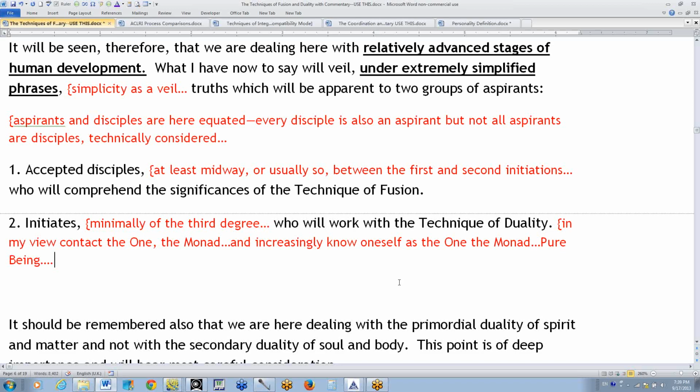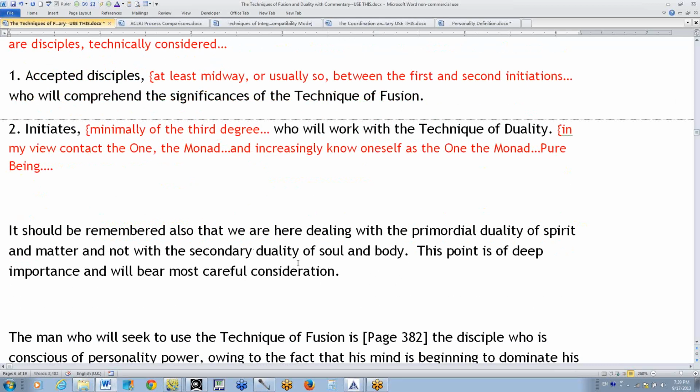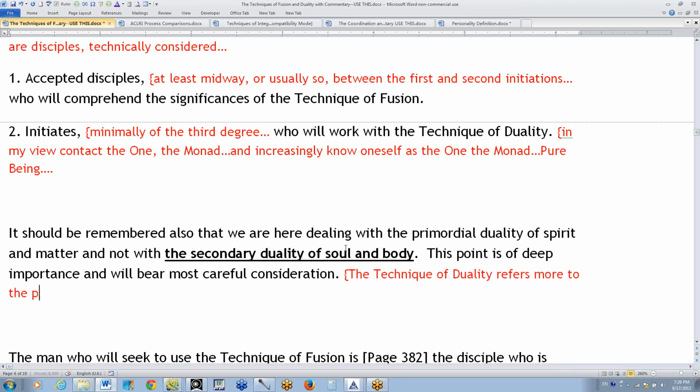It should be remembered also that we are here dealing with the primordial duality of spirit and matter, and not with the secondary duality of soul and body. This point is of deep importance and will bear most consideration. So the technique of duality refers more to the primary duality of spirit and matter than to the secondary duality of soul and body.